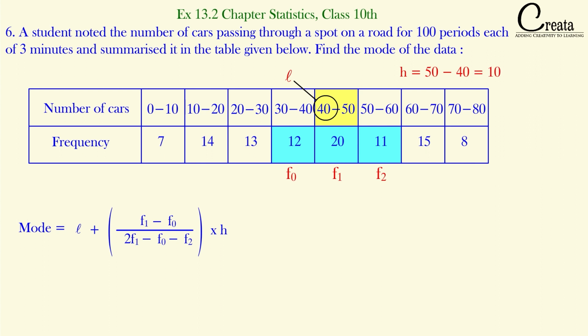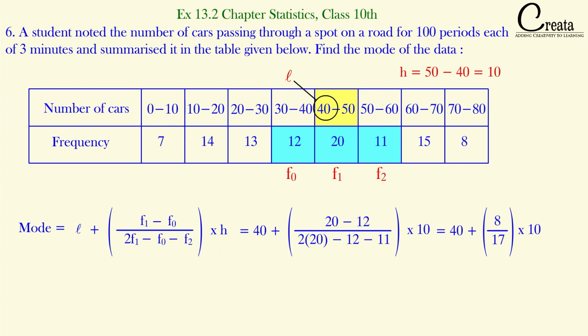We have identified all the values of the formula. Let's put it into the formula. Let's solve it. We got our answer as 44.7. The modal number of cars is 44.7 cars. That is the answer. We are done with question number 6.